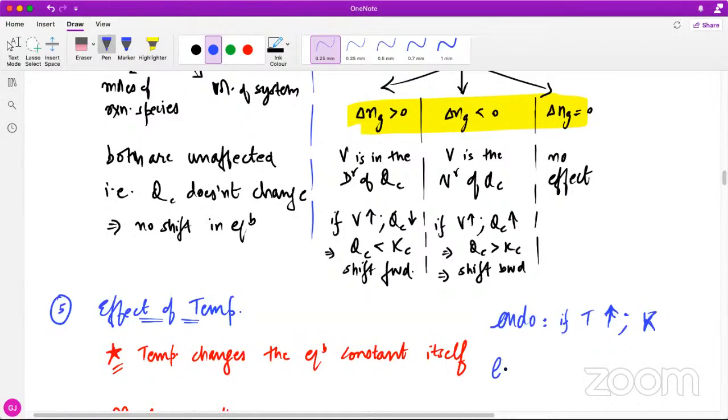Guess first करना है आप लोगों को. Sir, K will increase now. The answer is for endo, temperature increases, K increases, and for exo, if temperature is increased, then the equilibrium constant would decrease. Okay, that's the short summary answer. But we would want to go into some details of it. So let's talk about those details.